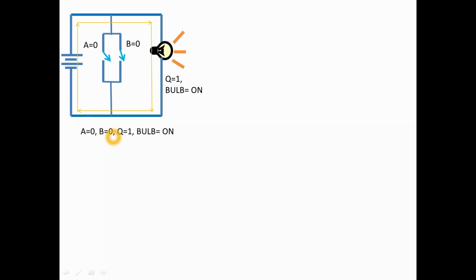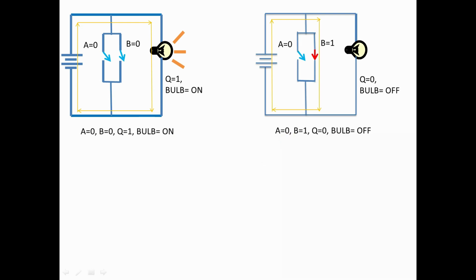When A is equal to 0 and B is equal to 0, these two switches are in off state, so there is no closed path through these switches, the current flows through the bulb, and the output is logic 1. When A is equal to 0 and B is equal to 0, the output is logic 1 and the bulb is in on state. When A is equal to 0 and B is equal to 1, this switch is off and that switch is on. Here the current flows through switch B, there is no current flowing through the bulb, then the bulb is in off state.